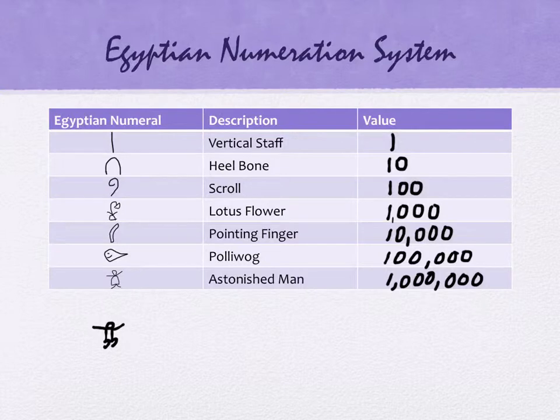Their numeration system is actually very easy to use in terms of it's easy to write down, it's easy to read it and whatever, but it's not terribly efficient, okay?